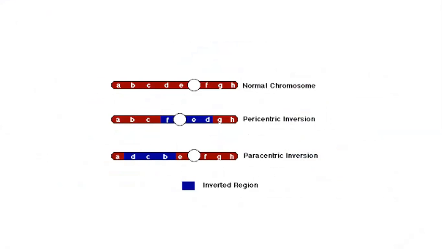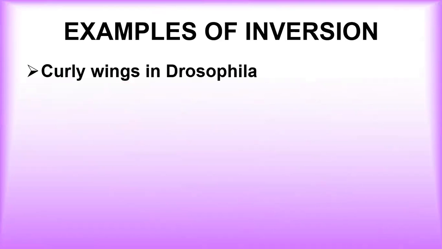So the blue portion here, wherever you see the blue portion, that is the inverted region. Am I clear? Okay. We move on. Examples of inversion. You have only one example right now, that is curly wings in Drosophila.